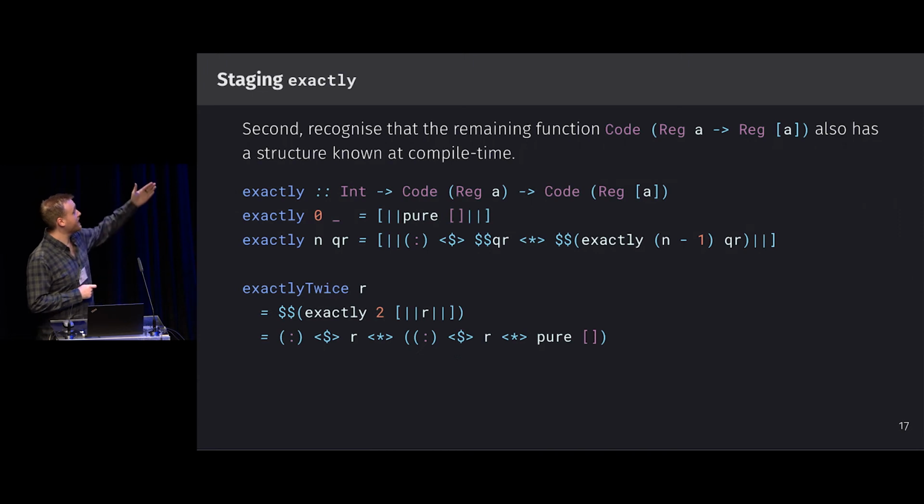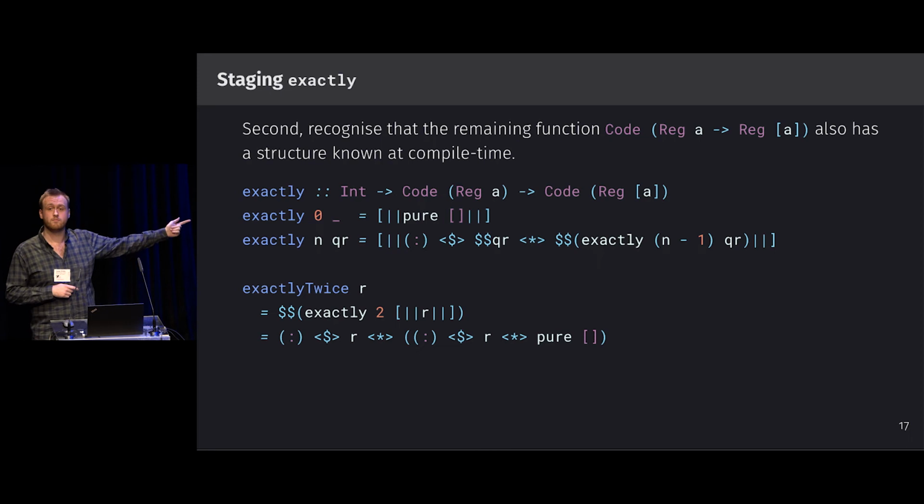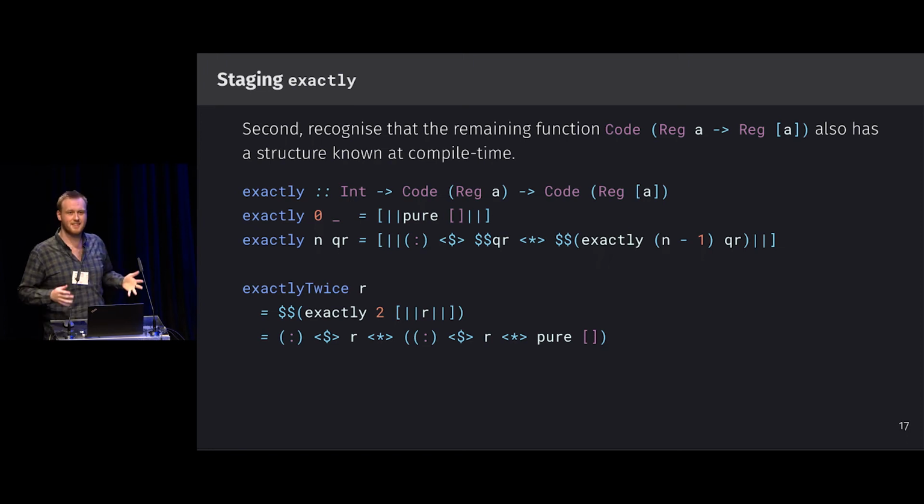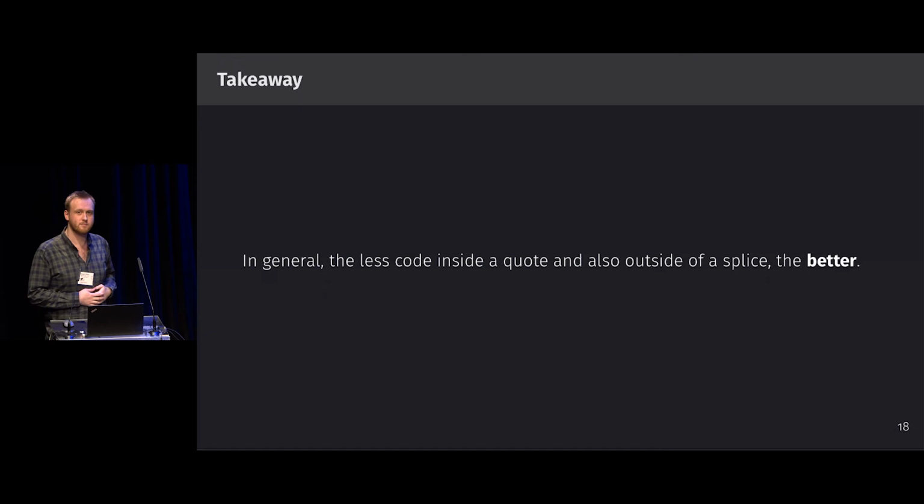Now, once we've done that, not only does the code get a bit nicer, but the outputted code is now optimal. So there's nothing more I can do with this. This is as far as I can take the exactly combinator, but hopefully it illustrates this key point. And the key point is: the less code inside a quote, the better. Because the fewer things inside a quote, the more things you're doing at compile time.